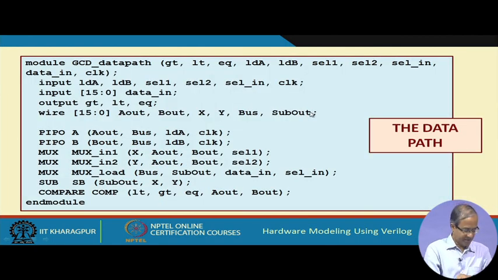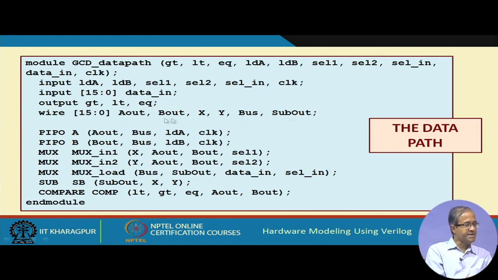Here we are showing the FSM implementation using the approach which we showed with the previous example. We are first defining the data path, where GT, LT, EQ are the output signals, and these 5 are the select signals, and of course, data in and clock are there. These are the control signals, and load A, load B, the multiplexer select and clock are the input signals. Data in, I am assuming, is 16-bit data, and these are outputs.